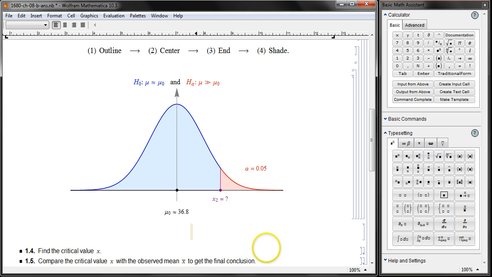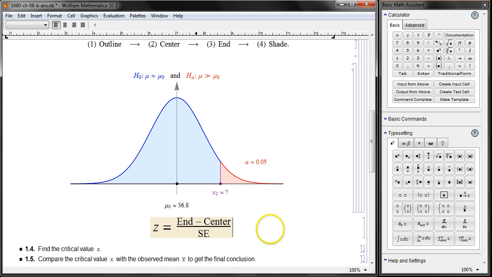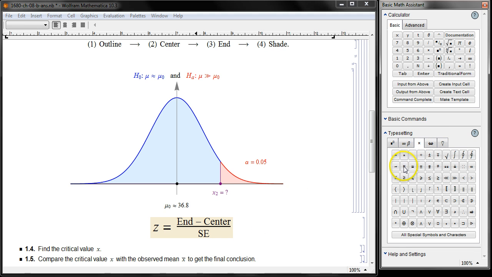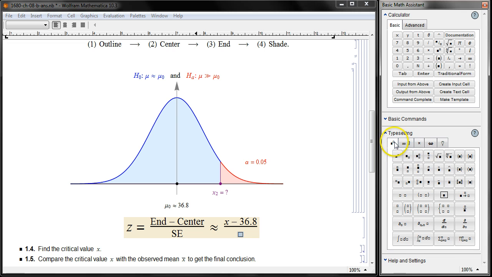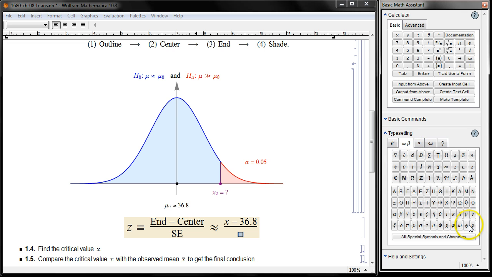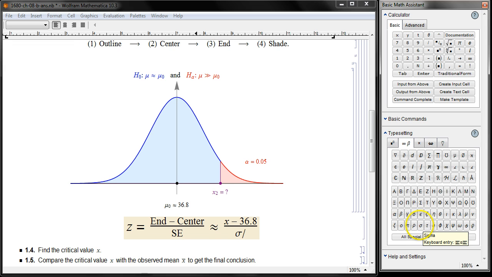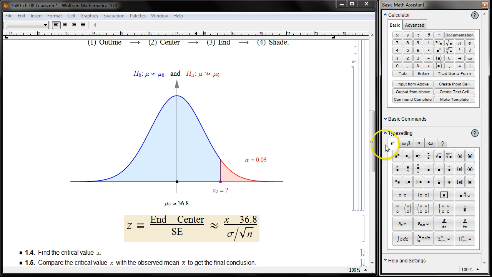Do you remember doing this? Z equals end minus center over standard error. And in this case, end is this X value, center is 36.8, and standard error, what is standard error in this case? In general, it should be standard deviation, sigma, over square root of n. The sample size is n. So in this case, this is 11.2, and this is 42.